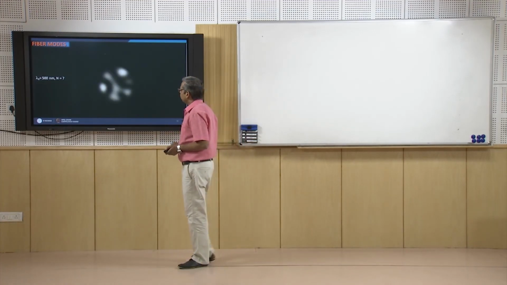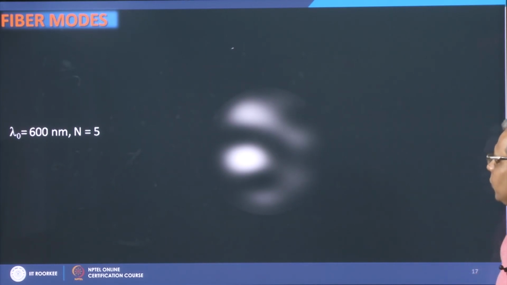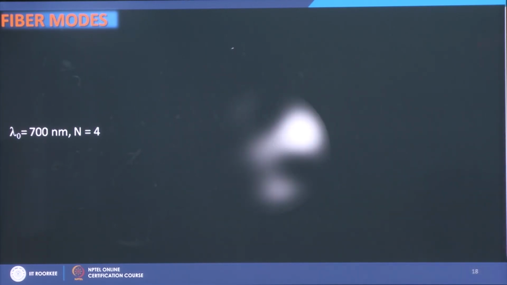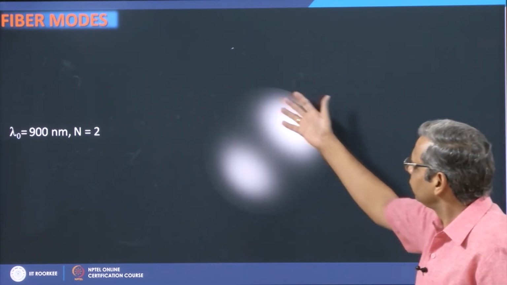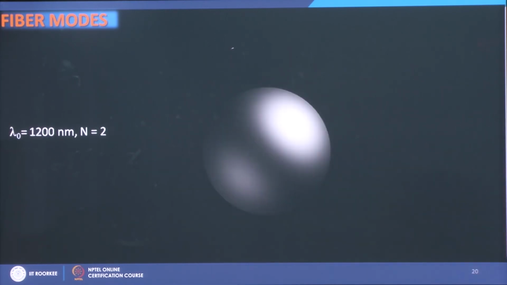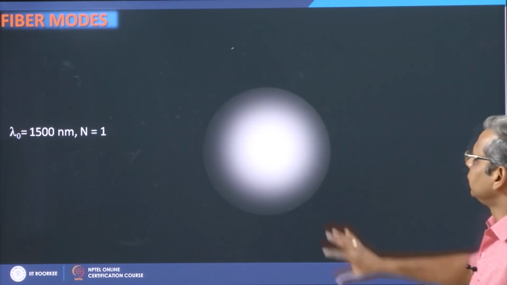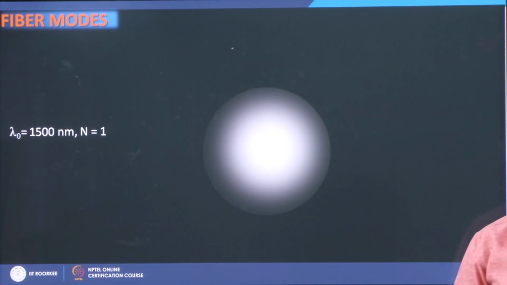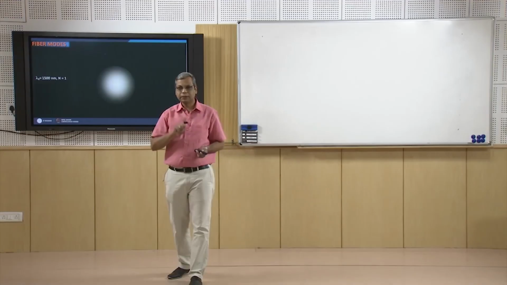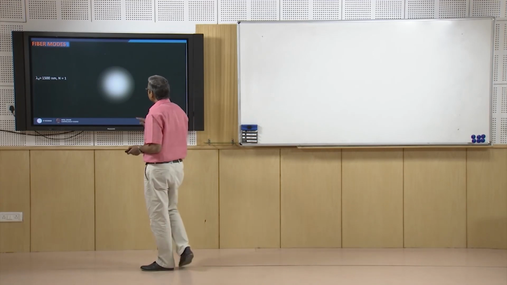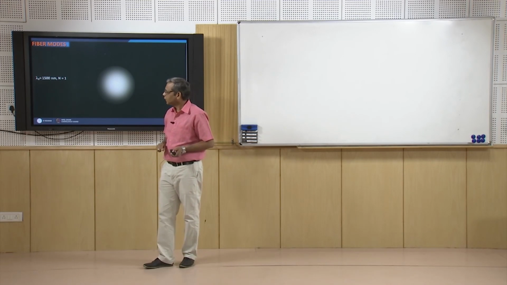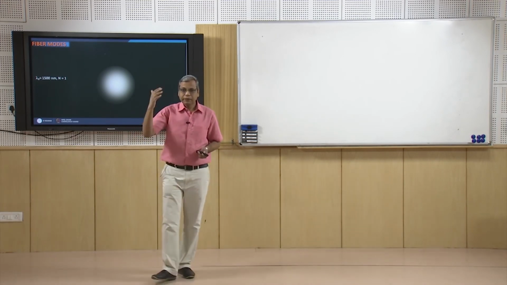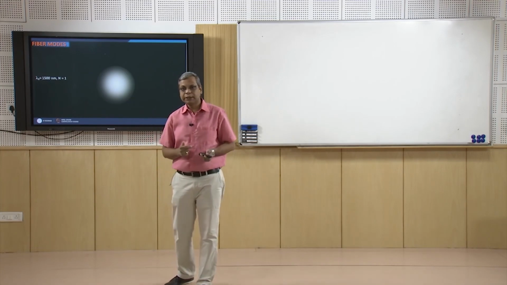500 nanometer, 7 modes; 600 nanometers, 5 modes; 700 nanometers, 4 modes; 900 nanometers, only 2 modes, and you just see the pattern here. 1200 nanometers, again 2 modes, and when I have 1500 nanometer, I see a very clean pattern here, which is the fundamental mode, which means there are no speckles here, which means that there is only one mode. So, when I increase the wavelength, I see the number of modes decrease.